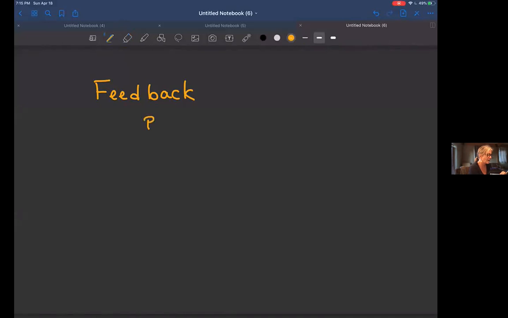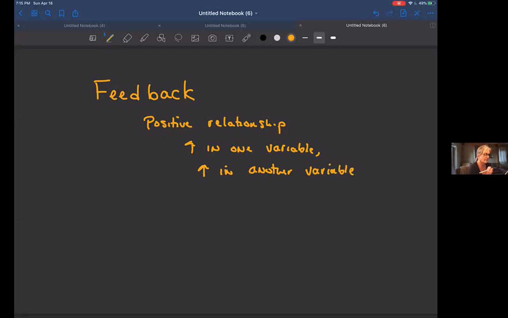So we have a positive relationship. This is where an increase in one variable causes an increase in another variable. A good example of this might be an increase in the amount of light causes an increase in the productivity of the plants. So there's a positive relationship between the amount of light and the growth of the plants.